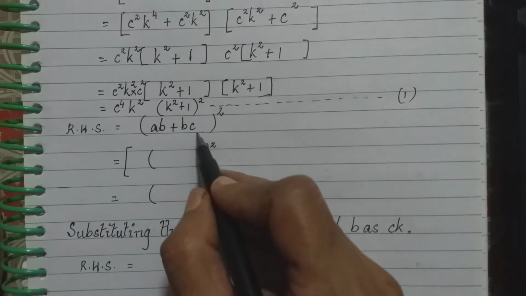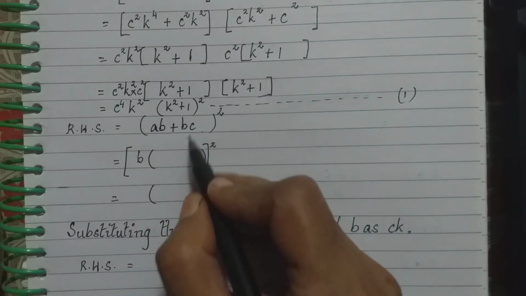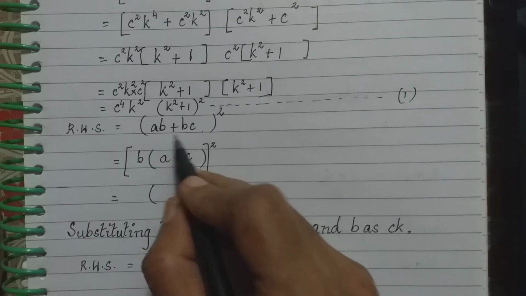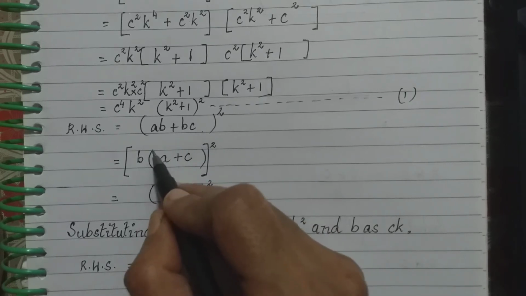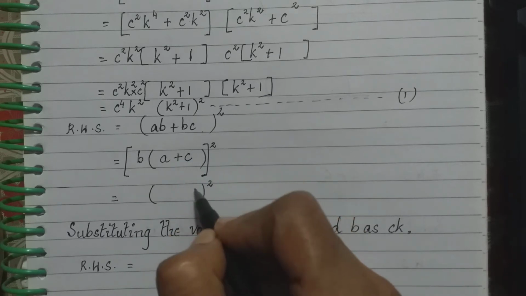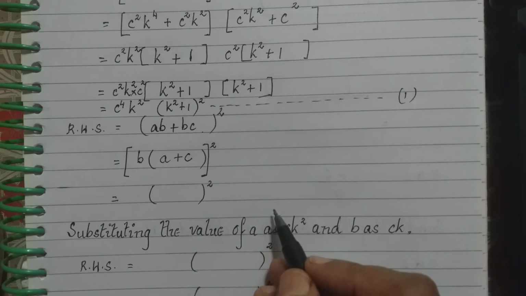Here also I have B, here also I have B. So what I do? I put B out. So what is left now? A plus C. So AB plus BC can be written as B into A plus C. But the square is for both. So we have written in a big square bracket and put the square outside.